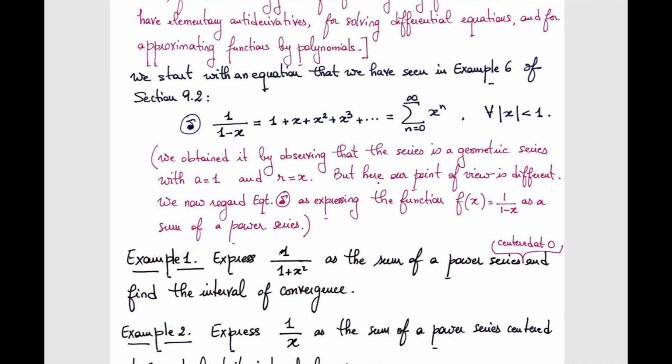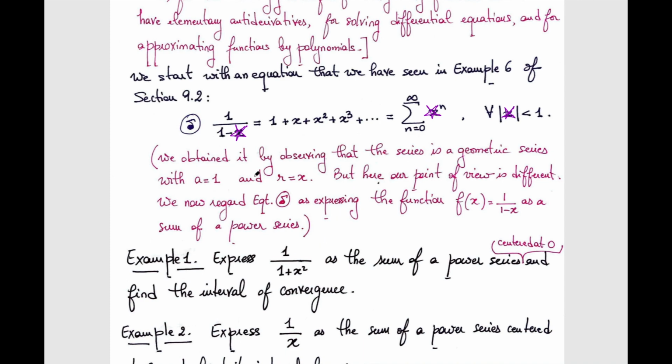Example 1. Express 1 over 1 plus x squared as the sum of a power series centered at 0 and find the interval of convergence. So the structure of this function, you can't help but realize that this is of the same structure as this function, correct? Ignore what this x is. Just think about it as a star here. So it's that star, and this is the star, right? Just ignore these guys. So 1 over 1 minus a star is equal to the series whose terms are the star to power n, and this is going to be true as long as you replace the star by a number between -1 and 1.